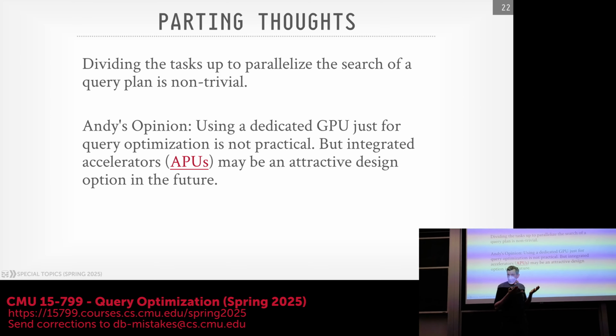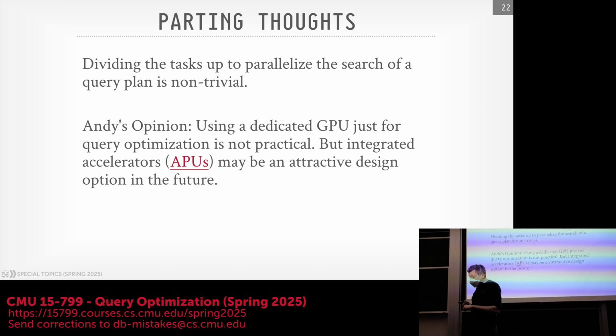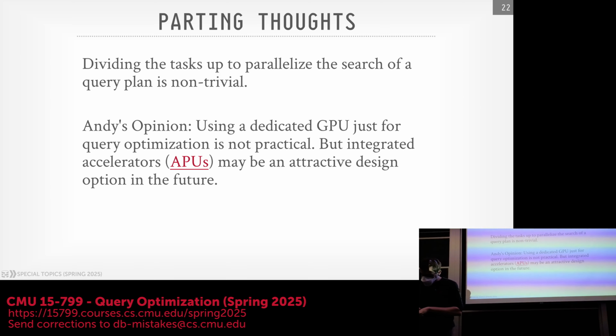Nobody would want to say, I'm going to run my database system, but I also have to have a $10,000 GPU on it, just to do join optimization. I don't think that's feasible and practical.